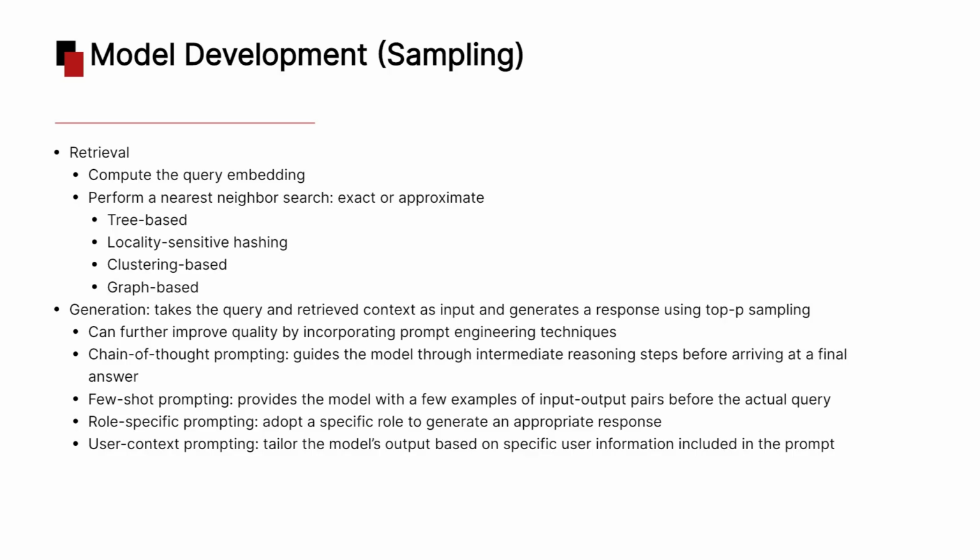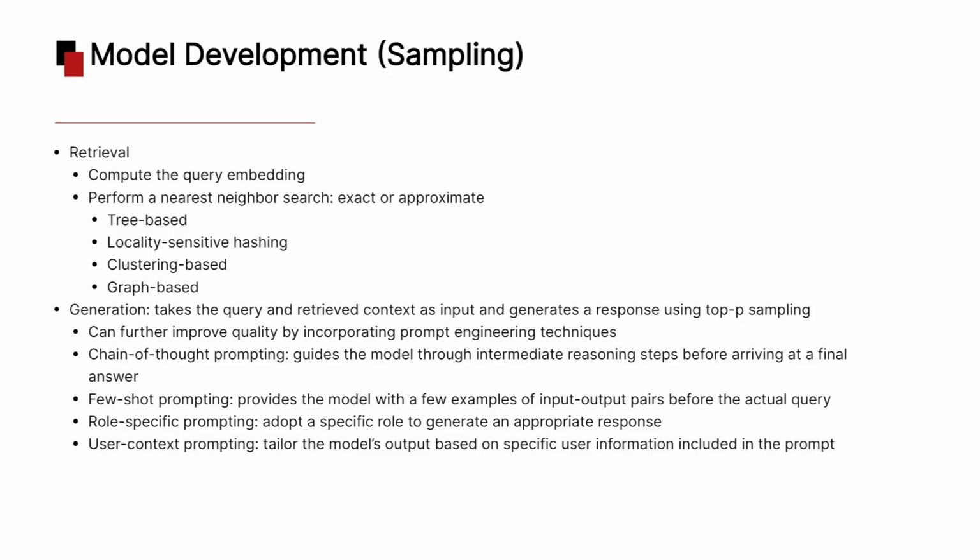Generation. The retrieved context along with the original query is fed into the generative model to produce the final response. Top P sampling, nucleus sampling, is used during generation to dynamically select from the most probable tokens while maintaining output diversity and quality.